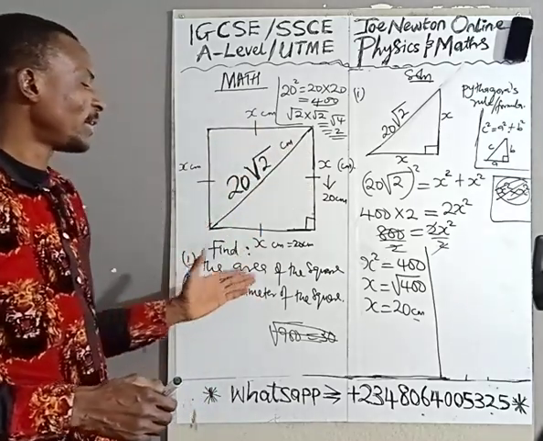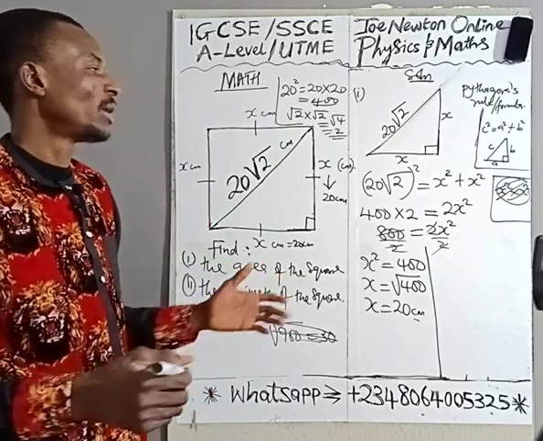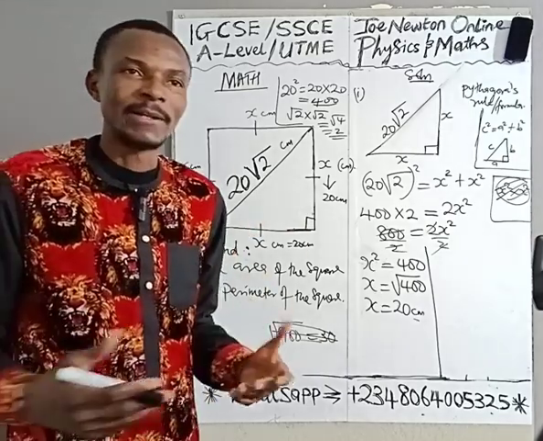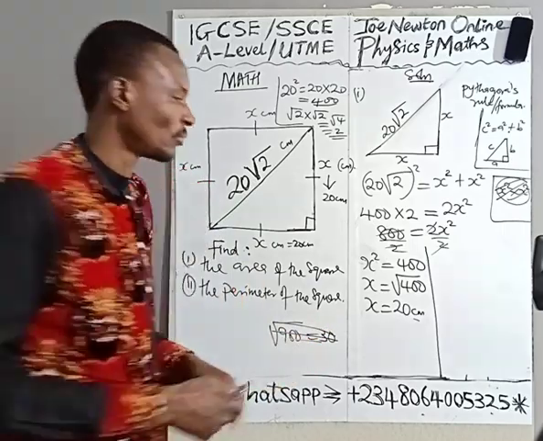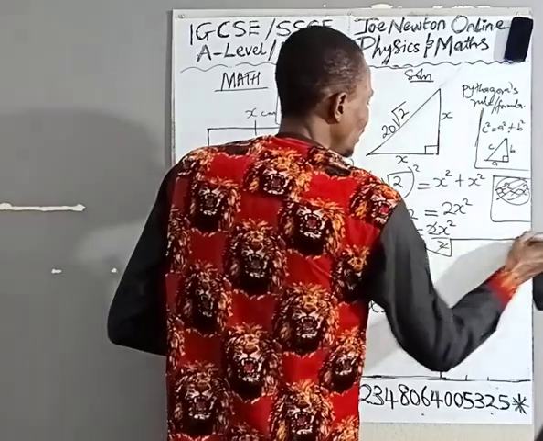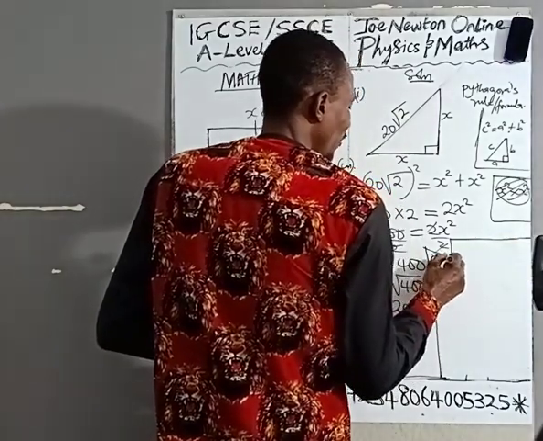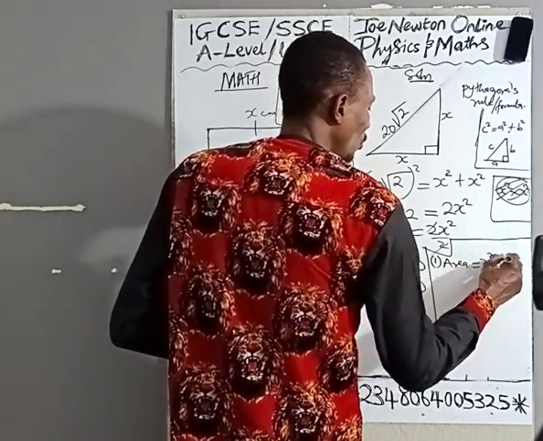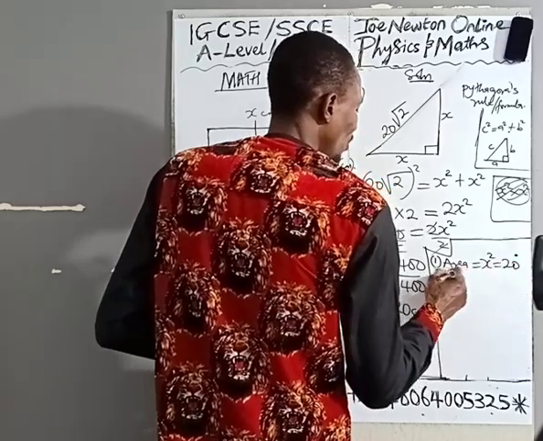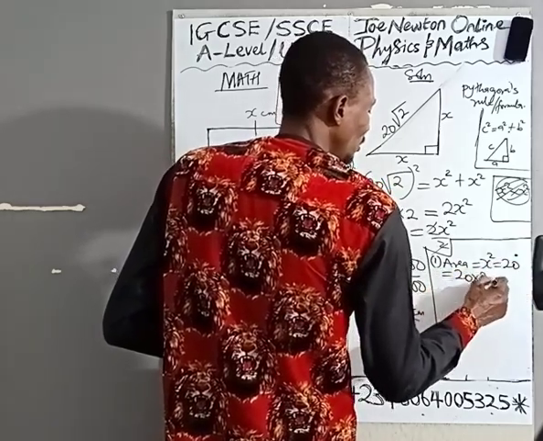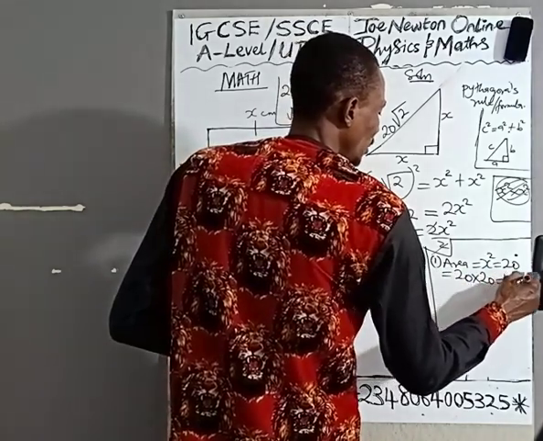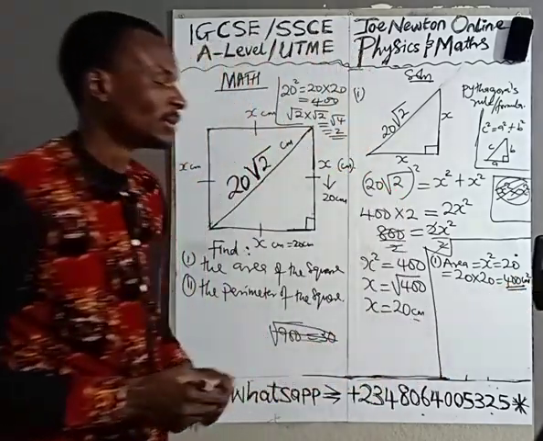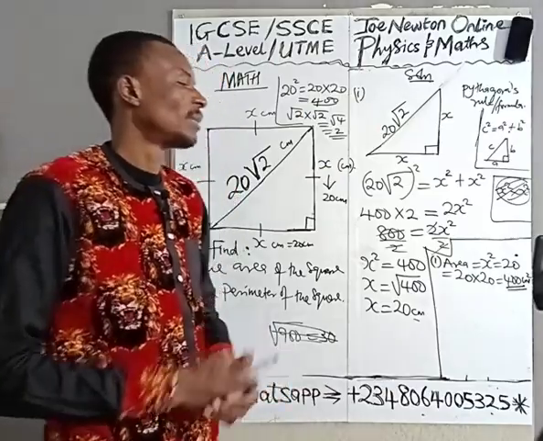The first asks us to find the area of that square. Of course, you know that the area of a square is simply the length of the side squared, raised to the power of 2. So writing it here, area will now be equal to x squared, which is 20 squared, which is equal to 20 times 20, which is 400 centimeter squared. So the area is 400 centimeter squared. Simple.